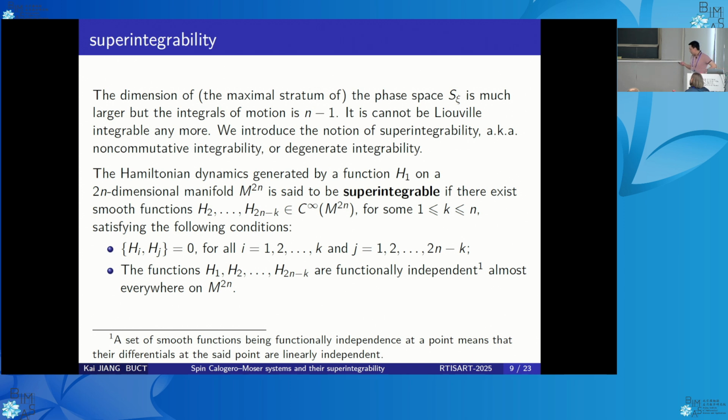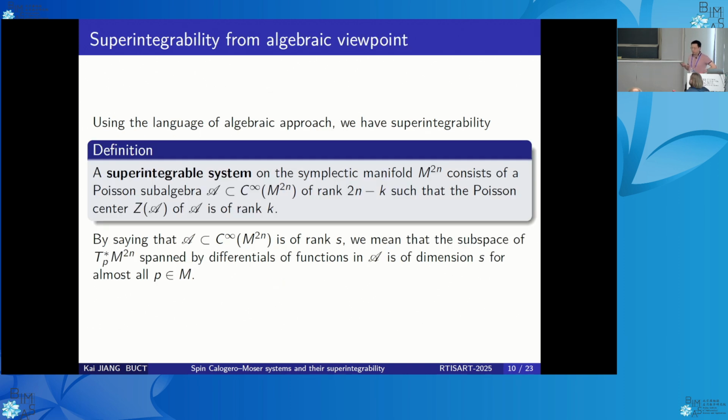Okay, first I will show, from this definition we have some other equivalent definitions. From the algebraic viewpoint, we can describe this superintegrability in one phrase. A superintegrable symplectic manifold M of dimension 2n consists of a Poisson subalgebra A in the algebra of smooth functions on M, with the Poisson bracket. This subalgebra A is of dimension 2n minus k, and this A has a Poisson center Z(A), and this center is of rank k.